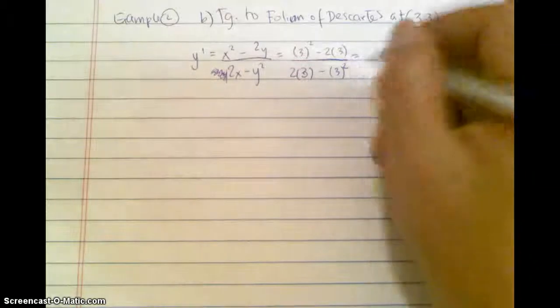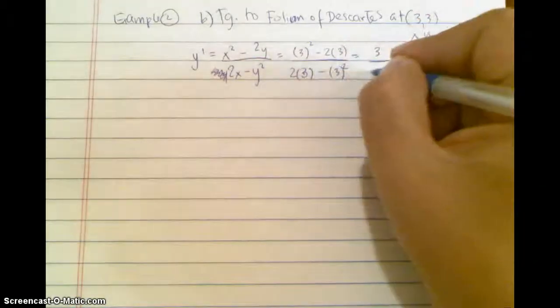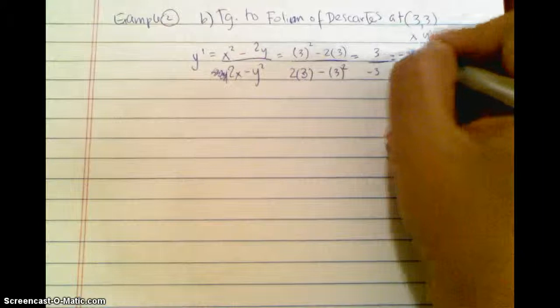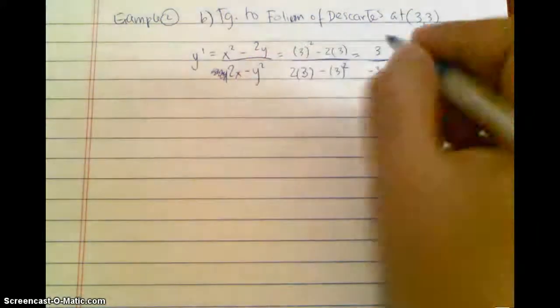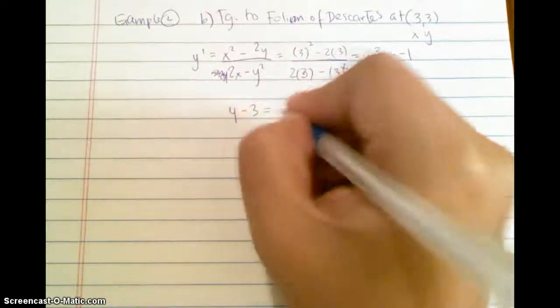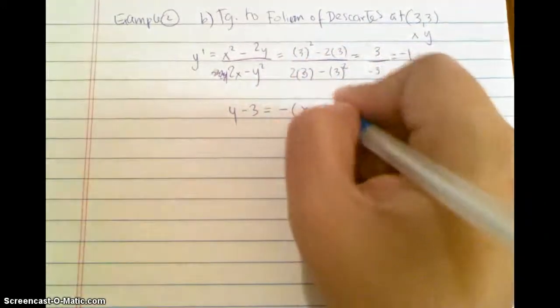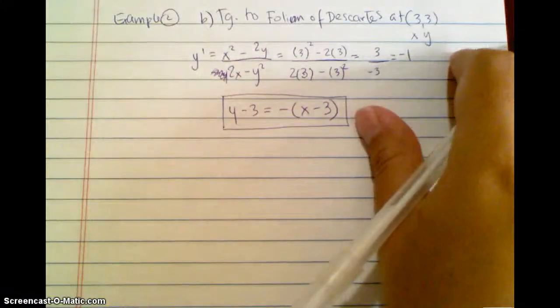This is 9 minus 6, which is 3, and this is 6 minus 9, which is negative 3. So the slope is negative 1, and then naturally the equation of the line using point-slope, y minus 3 equals negative of x minus 3, and that will be my beautiful equation.